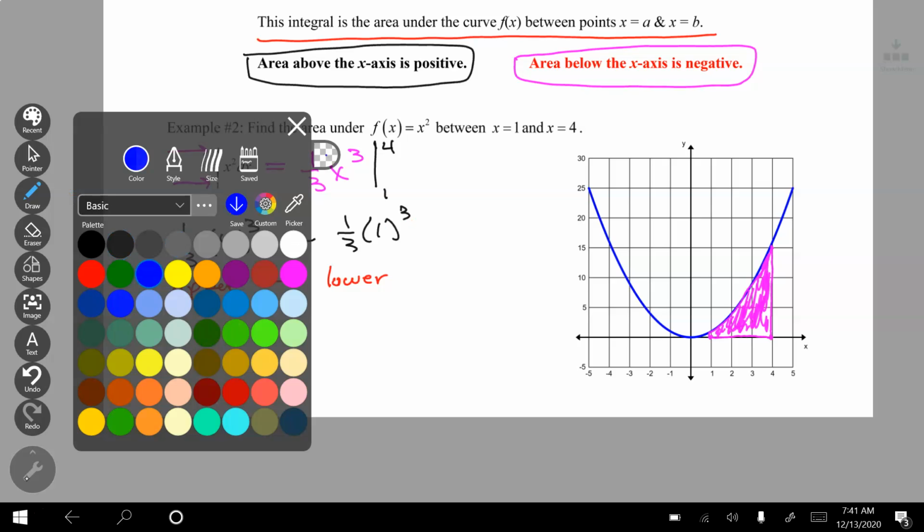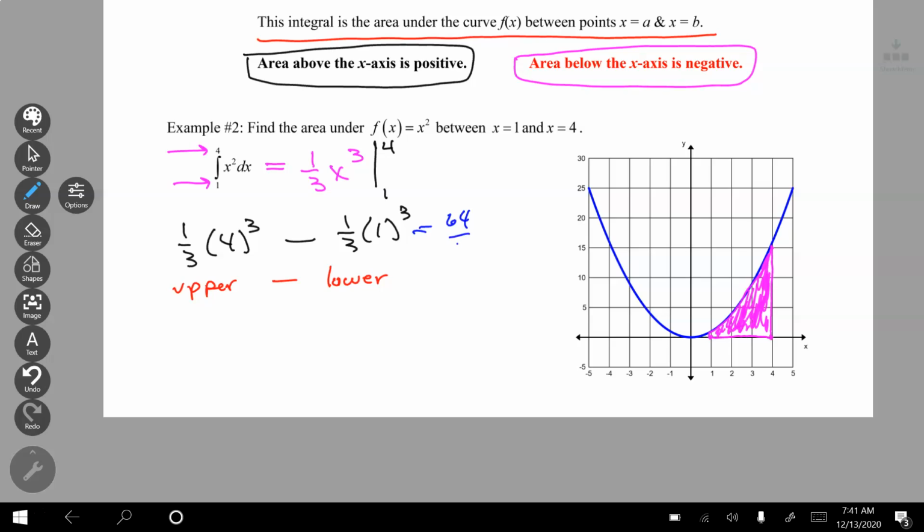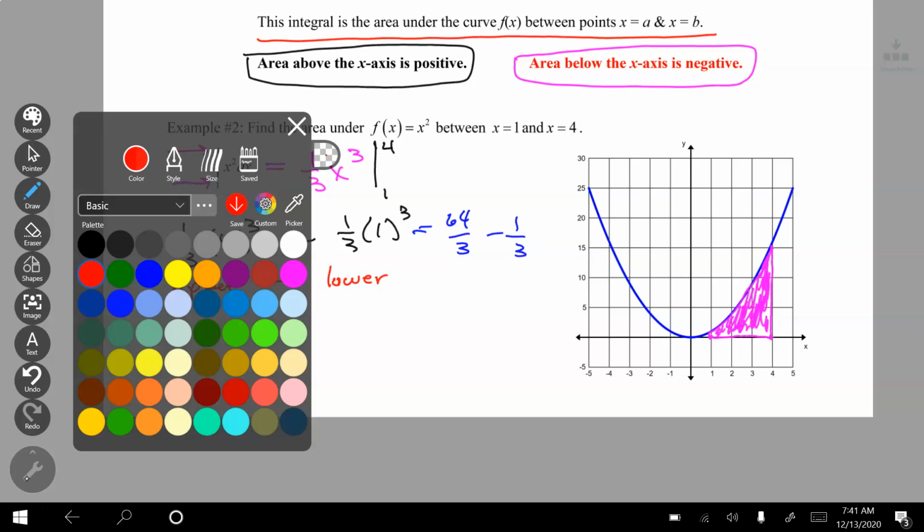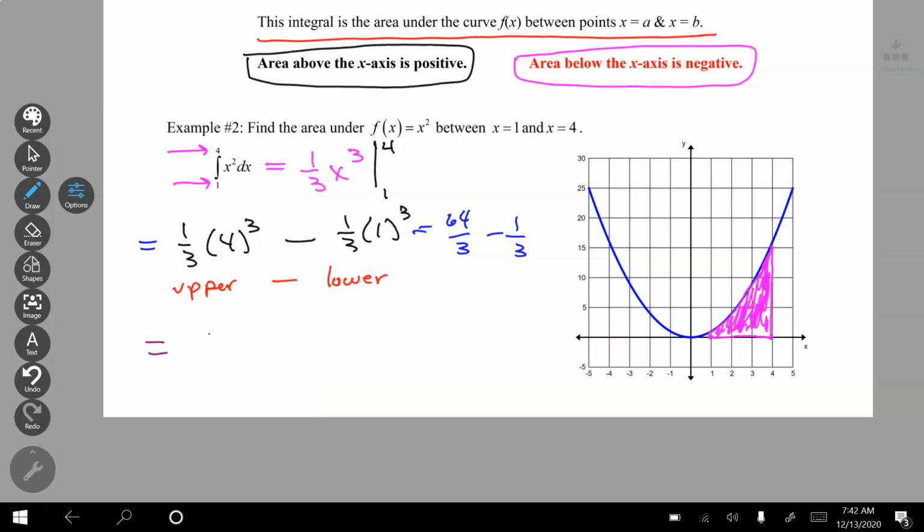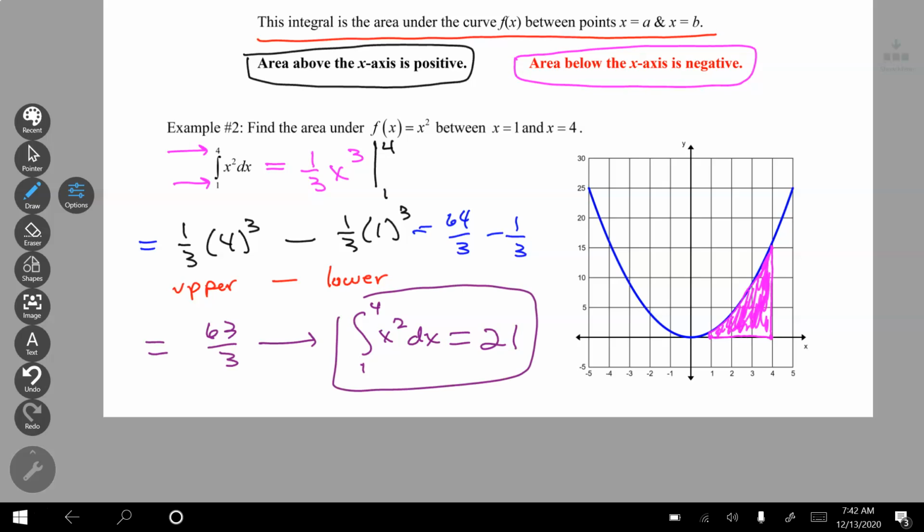And I put this in my calculator, and I get 64/3 minus 1/3. This is 63/3. And that means this integral from 1 through 4 of x squared dx is equal to exactly 21 units. So this area here in pink is equal to exactly 21 units, which is the same as if I had a 3x7 rectangle.